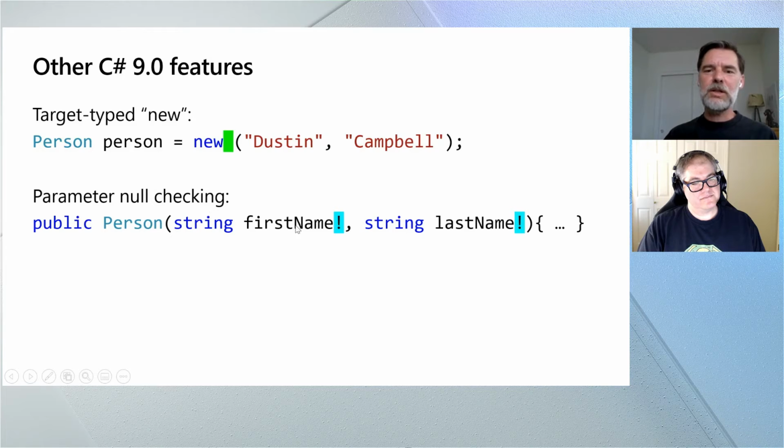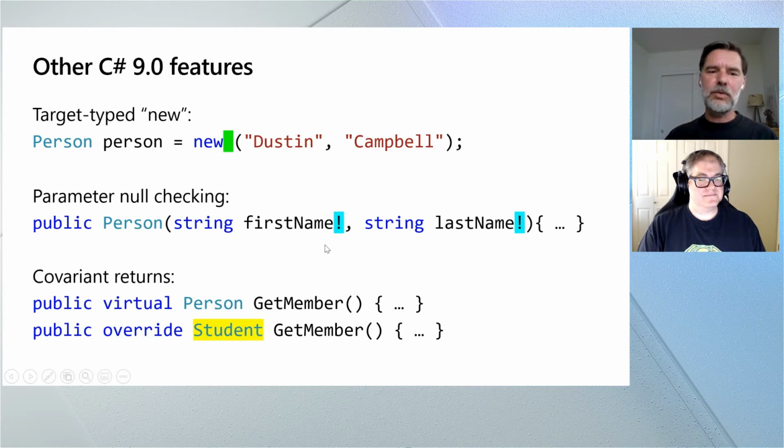Parameter null checking. We want to check your parameters as they come in, whether they're null, and throw an argument null exception with the right thing. We want to do that for you with a simple syntax instead of you having to spend half your business logic doing all this before you even get to the interesting part of your logic. That sort of ties in with the nullable stuff we did in C# 8.